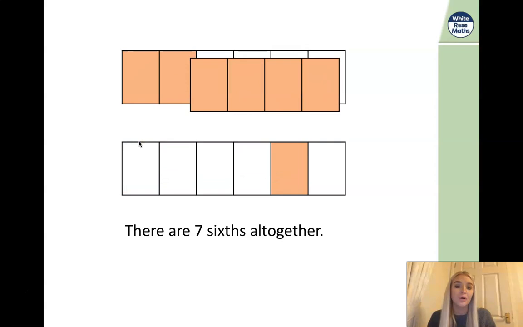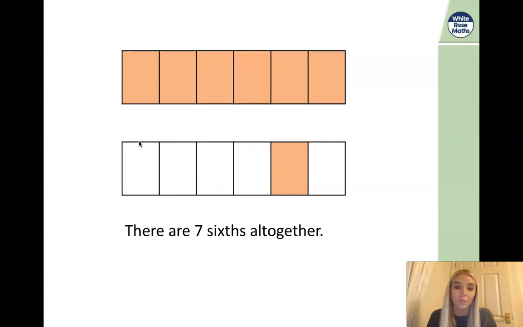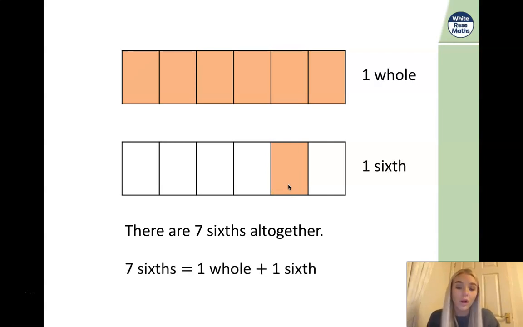What I can do is put 4 of my parts into the top bar and that would make a whole. Can you see why it's a whole? That's right, it's a whole because all of the parts of my bar have been used. So all of the parts are used and that makes one whole. Is this bar here a whole? No, it's not a whole because only one part has been used. So that is just 1/6. So 7/6 is the same as one whole and 1/6.